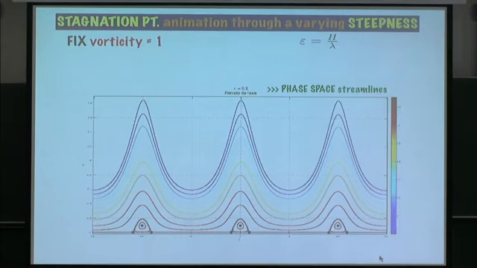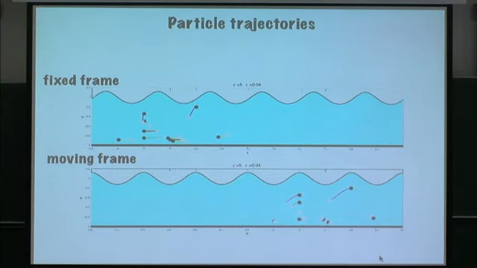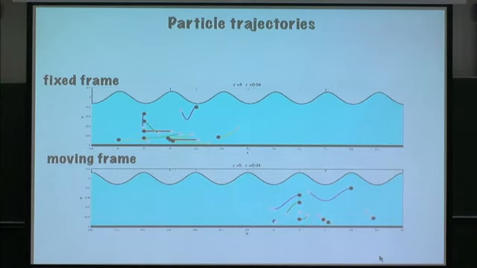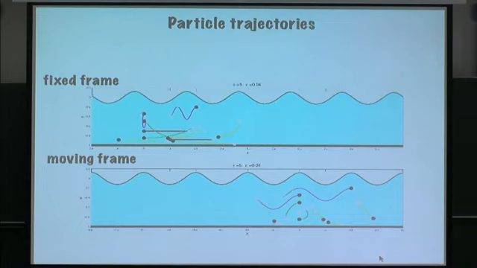Okay, so this is an animation in steepness. We cook up a wave for a given height and so on, keep the vorticity fixed, and then start increasing the steepness. Every time we change the steepness, we have to find all the initial data and so on. Okay, what's next? This is what's next. Fixed frame and moving frame. And I think the picture will speak by itself.